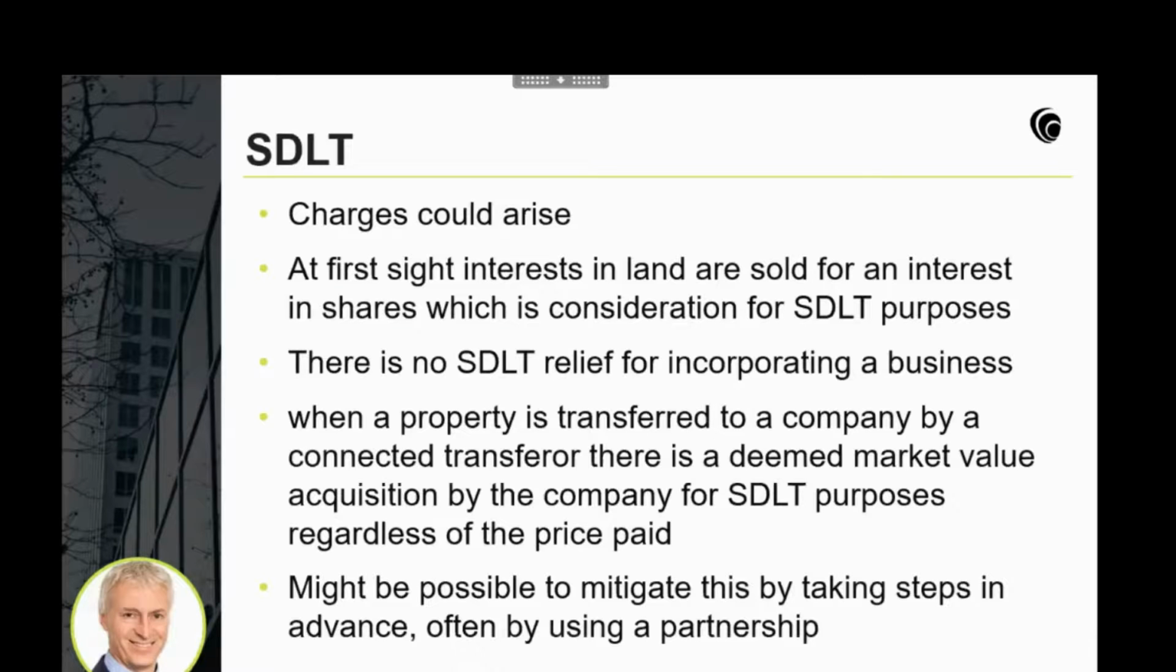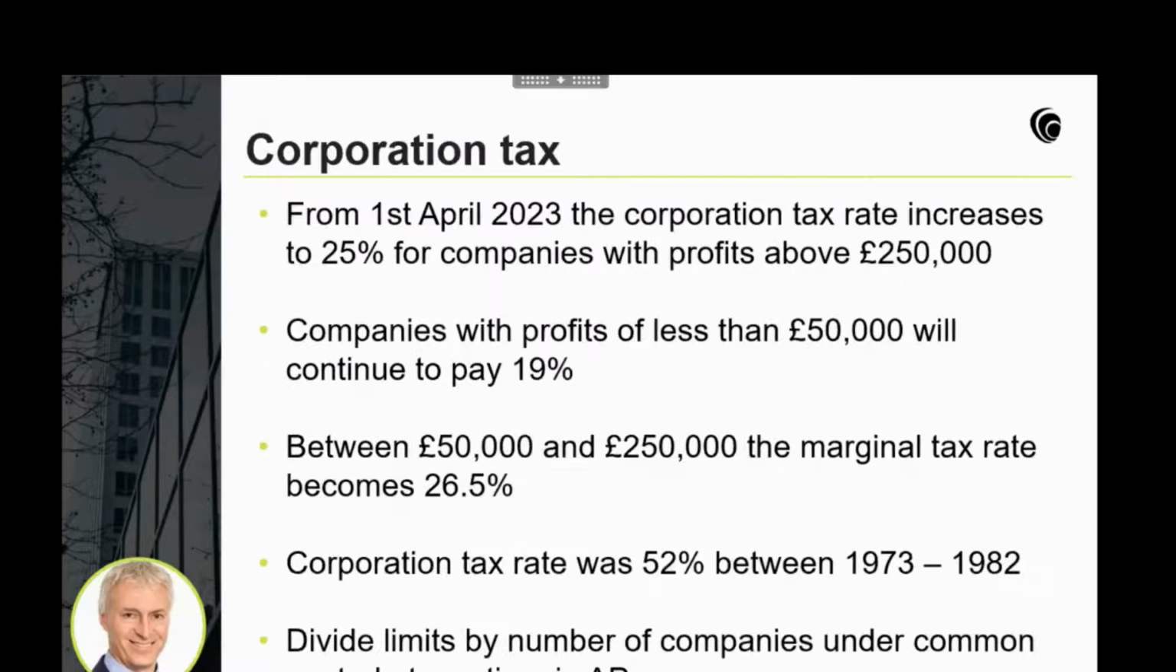If you are looking at incorporating a property business, we can sometimes mitigate or avoid the stamp duty land tax if we can structure you via a partnership on the way in. But that's a whole separate piece of advice. It may be possible to reduce it, but in essence, if there's property being involved in your incorporation, then stamp duty land tax is going to be payable.